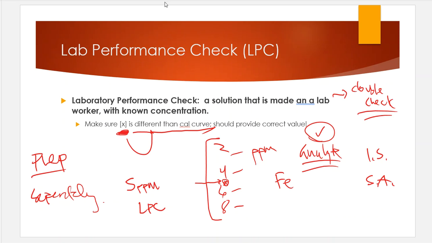All right, in our last video, we were talking about lab performance check solutions, also known as LPC. Great, yay, woo! I mean, I get real excited when I talk about this stuff, right? Okay, so anyway, we've been working ourselves through definitions and through this terminology that's used in a quality control lab.